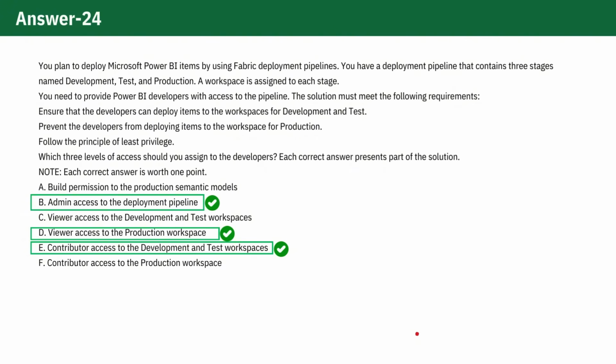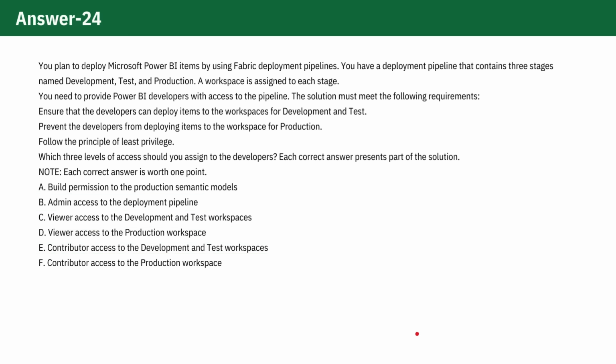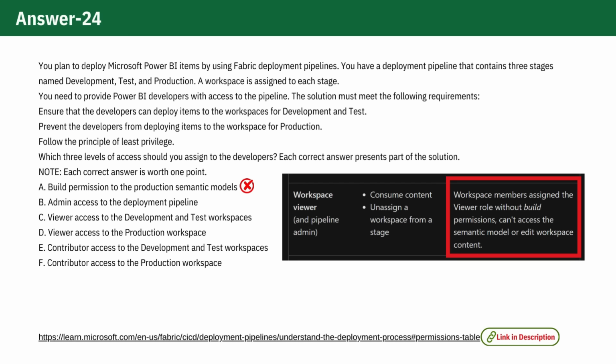Now, let's look at all the answer options and see why these are correct. Option A. Build permission to the production semantic models. This permission is incorrect because according to the Microsoft documentation, workspace members assigned the viewer role without build permissions can't access the semantic model or edit workspace content. This means if you have build permission, you can access the semantic model or edit workspace content, which we do not want to give developers in production. Thus, this option is incorrect.